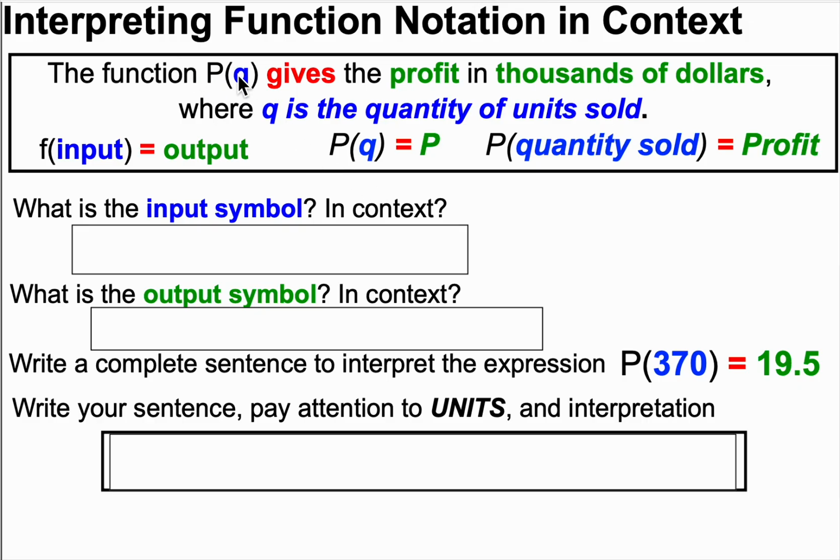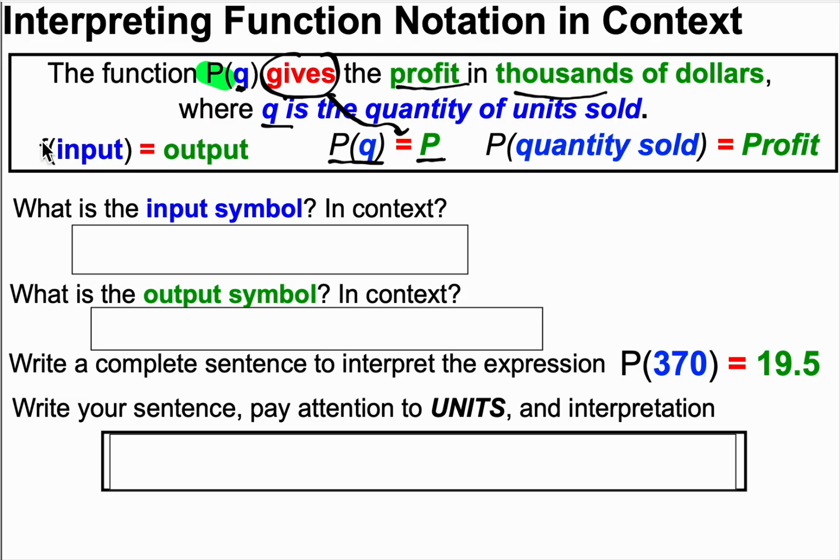So this says we're given a function P of Q. Now you should already be thinking that I have this thing inside the parentheses as my input. So P of Q gives us the profit in thousands of dollars. So this word "gives" translates into the equal sign. So we have some function P of Q, and then we're going to define P as the profit. And it tells us what Q is: the quantity of units sold.